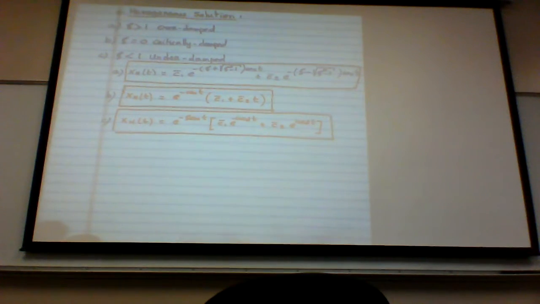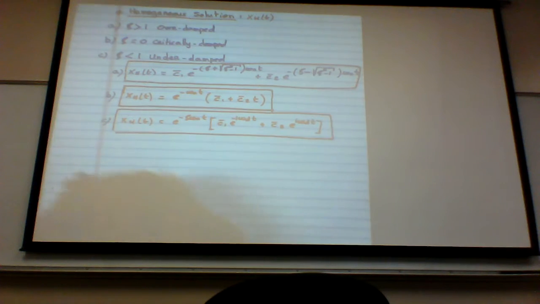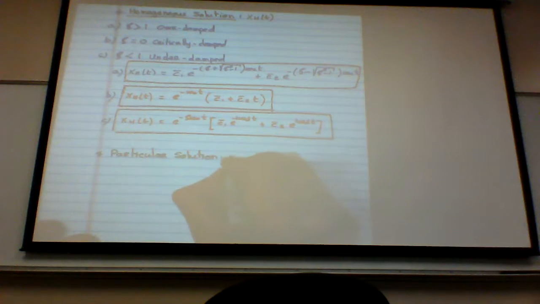Okay, so now that we have the homogeneous solution, this will be x h of t. What we need to solve for is the particular solution, and we'll call it x p of t.